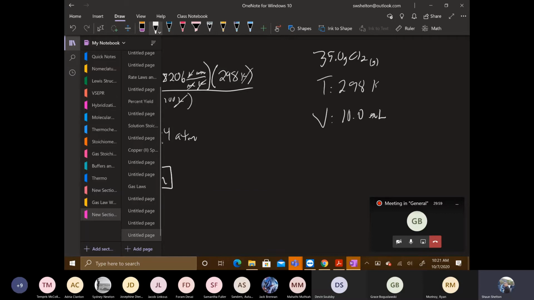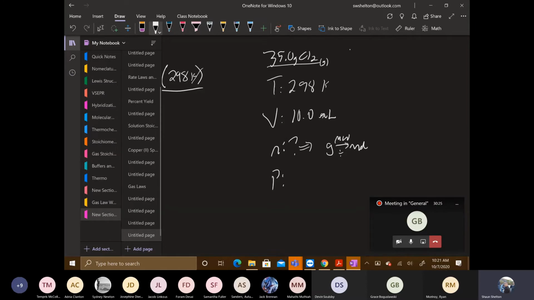So we don't know N. We're going to figure that out. We don't know pressure, and our goal is to solve for pressure. So N is what we're going to look at right now. What we do know is we have 35 grams of chlorine gas. So what we've got to do is convert grams of chlorine gas into moles by dividing by the molar mass.